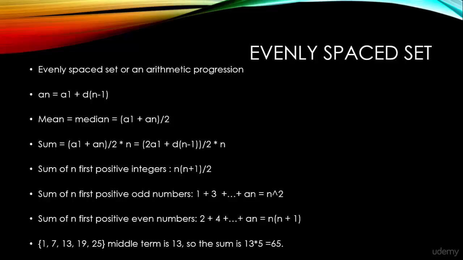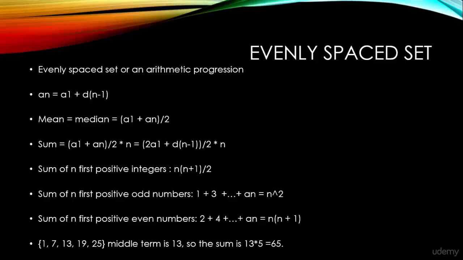to n square, where an is the last nth term and given by an is equal to 2n minus 1. Sum of n first positive even numbers is a1 plus a2 plus so on plus an is equal to n into n plus 1, where an is the last.